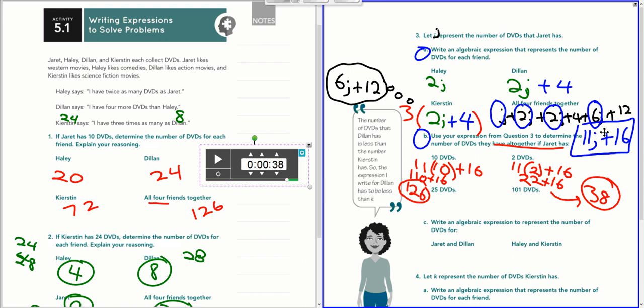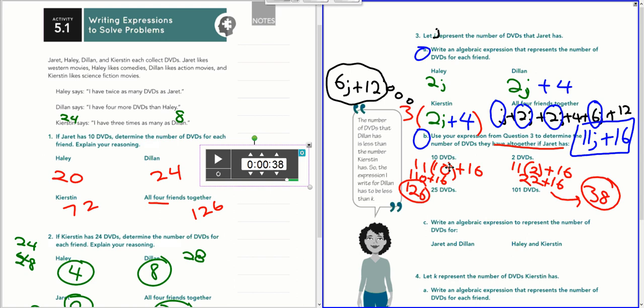So I know it seems like a lot of work to write an expression, but once you have that expression written, the time it takes to simplify, solve, or evaluate it given another number is minimal compared to all these steps over here. You're doing all the steps ahead of time. So if Jarrett had 25, I'd put 25 times 11, and then add 16, and I get my total.